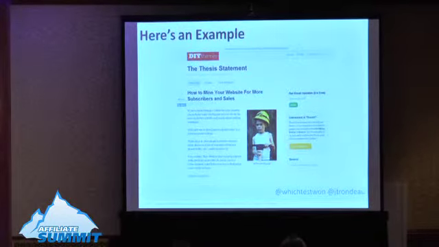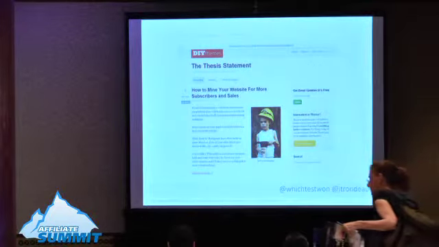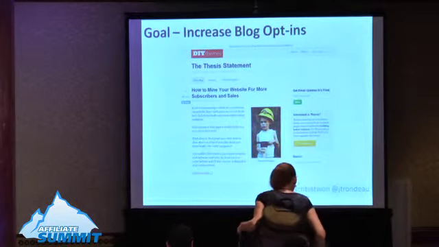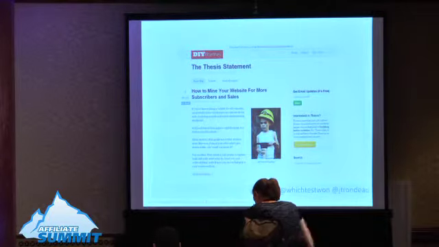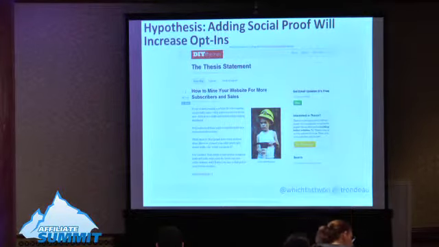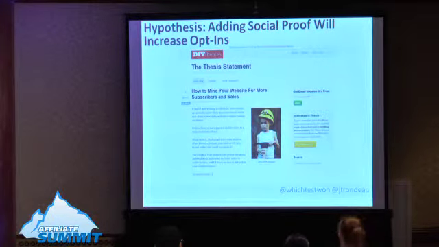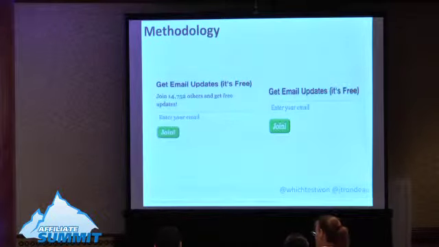So here's an example. This is DIY Themes site. They had a particular goal, which was to increase blog opt-ins. That's their inline form right there. Their hypothesis was that adding social proof will increase opt-ins.